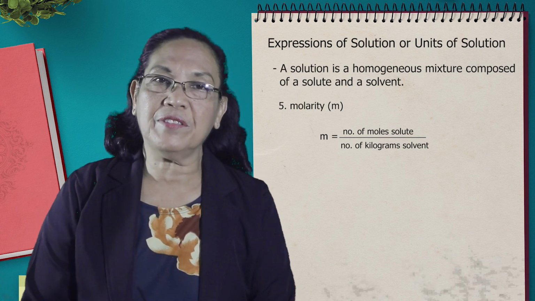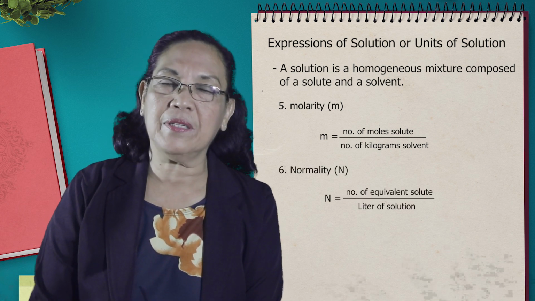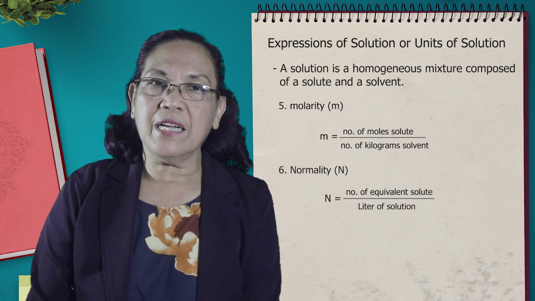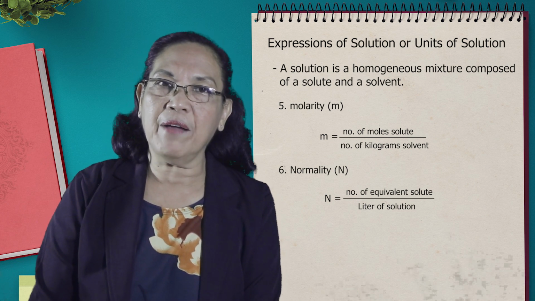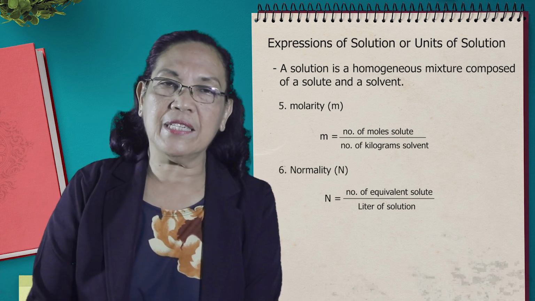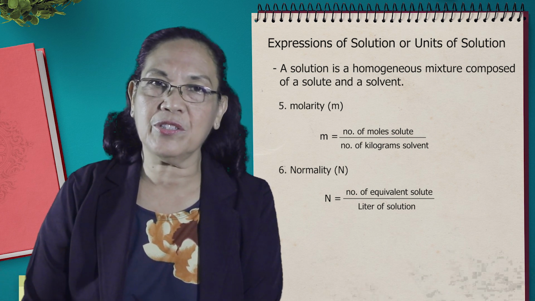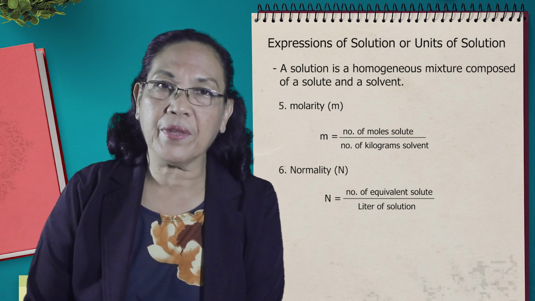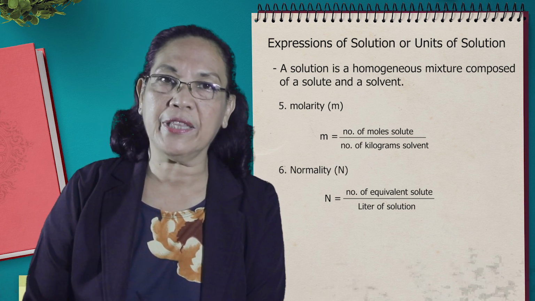Another expression of concentration of a solution is the normality, and this is given the symbol N. Normality is defined as the number of equivalents of solute divided by the number of liters of solution. Now, how do you get the equivalents of solute? This is dependent on the kind of substance the solute is.